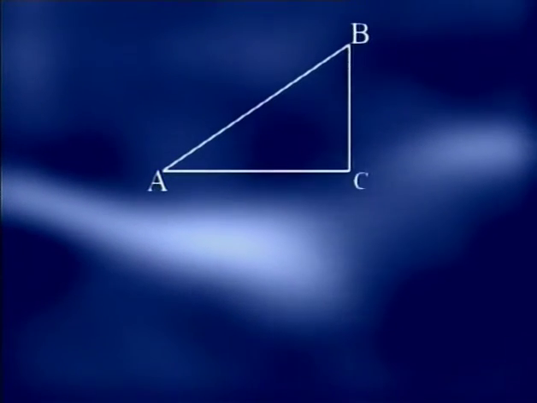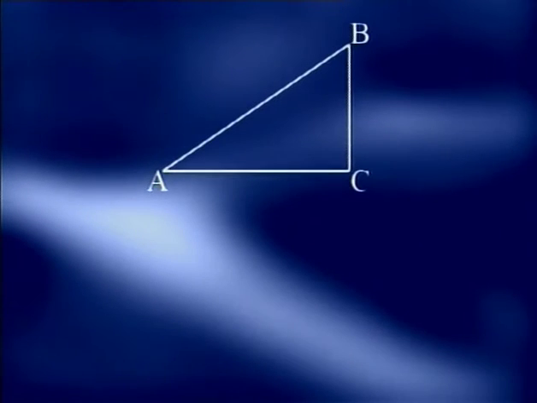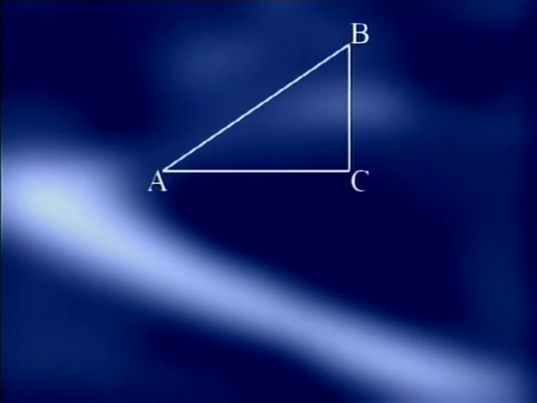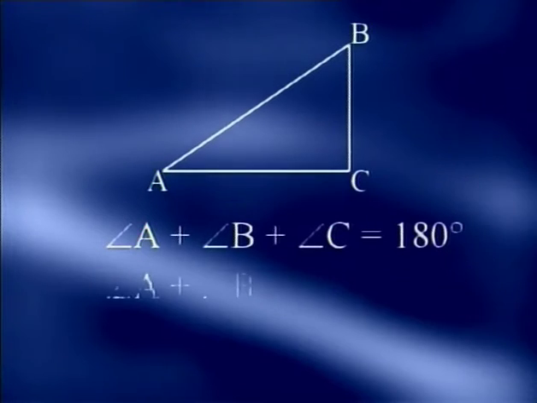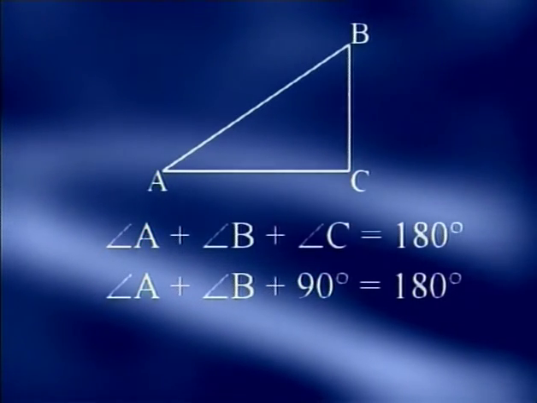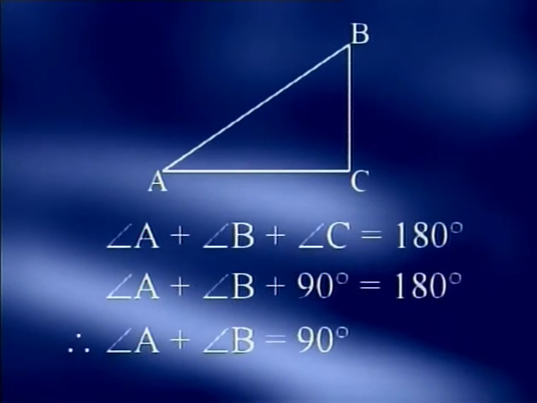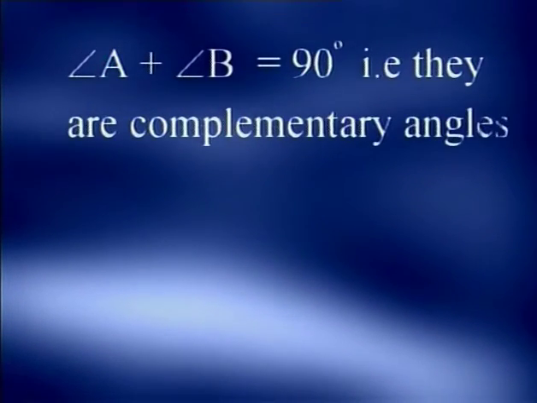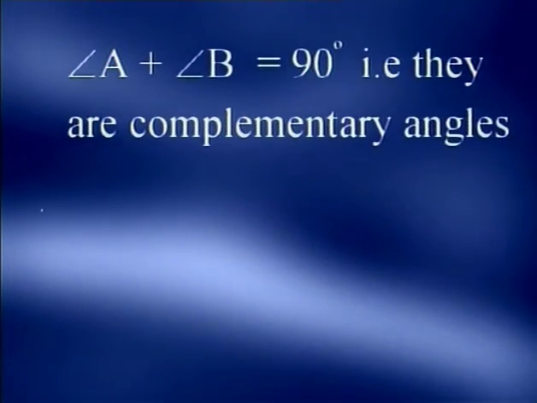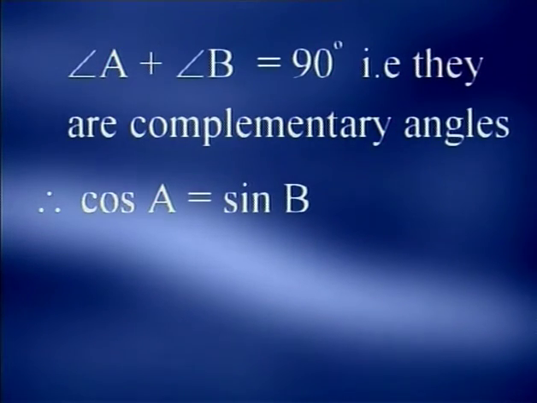Let us again consider a right triangle ABC with a right angle at C. Since the sum of the angles of a triangle is equal to 180 degrees and angle C is 90 degrees, that means angle A and angle B add up to 90 degrees. That is, they are complementary angles. Therefore, the cosine of A equals the sine of B.